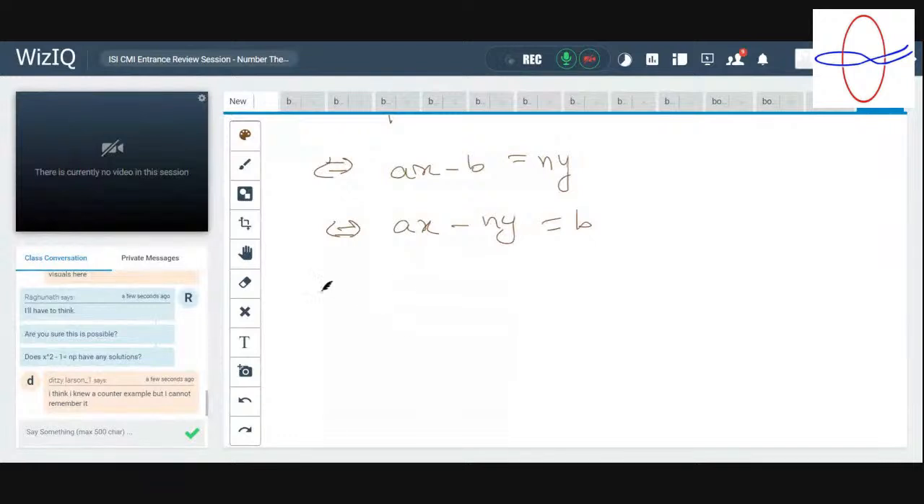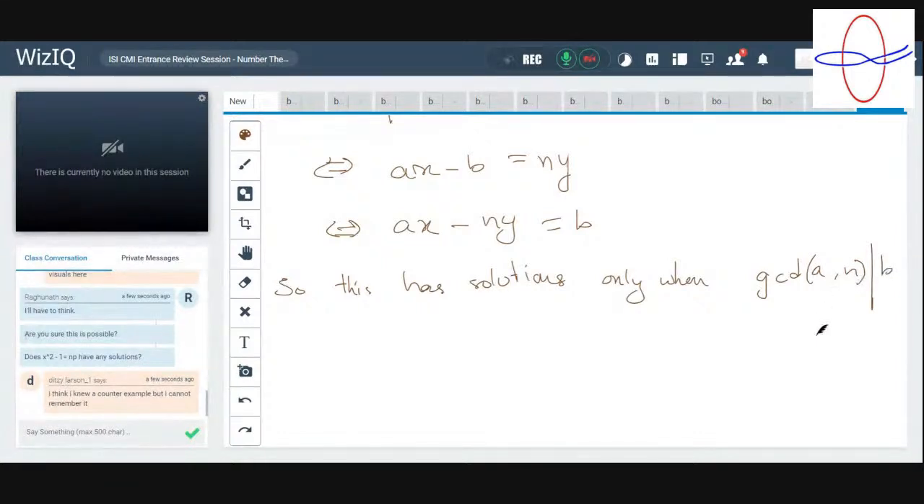So when does this have a solution? So this has solutions only when, anyone? Okay, only when GCD of A comma N divides B.